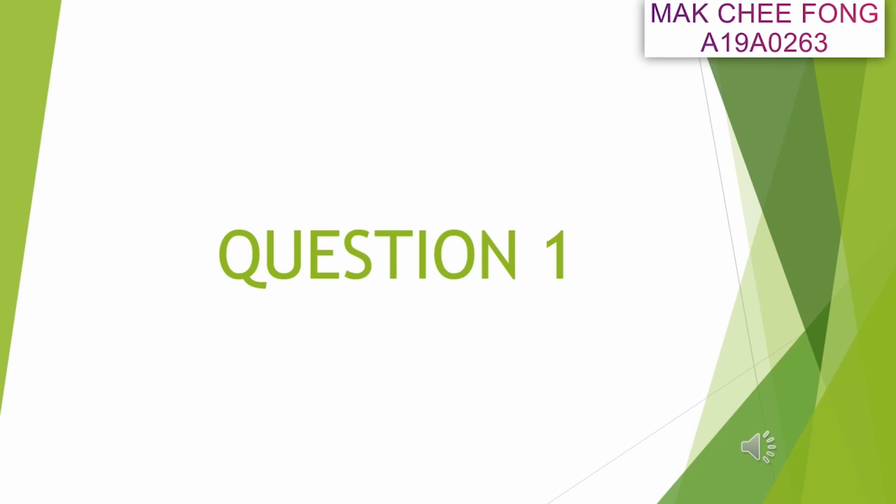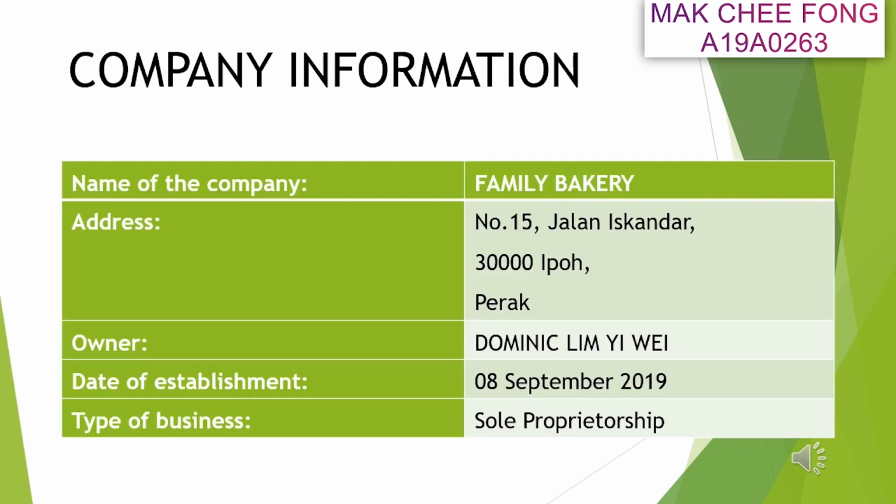Hi everyone, now I will present question 1. The first thing is the company information. The name of the company is Family Bakery and the address is number 15 Jalan Iskandar, 3000 Ipoh, Perak. The owner is Dominic Lim Iwei. Date of establishment is 8 September 2019. Type of business is sole proprietorship.